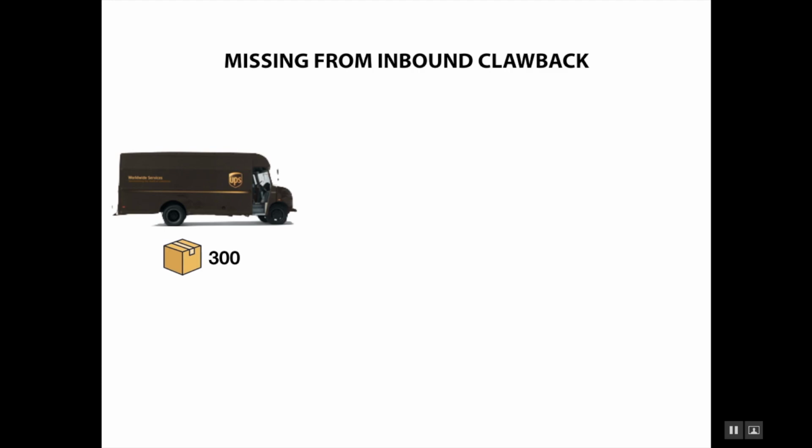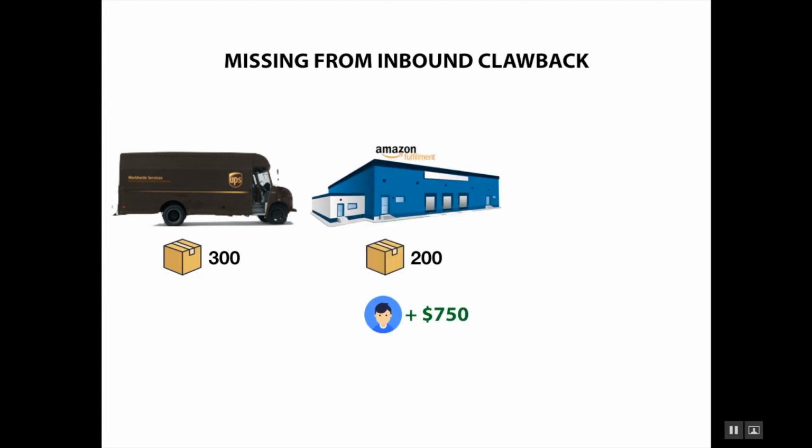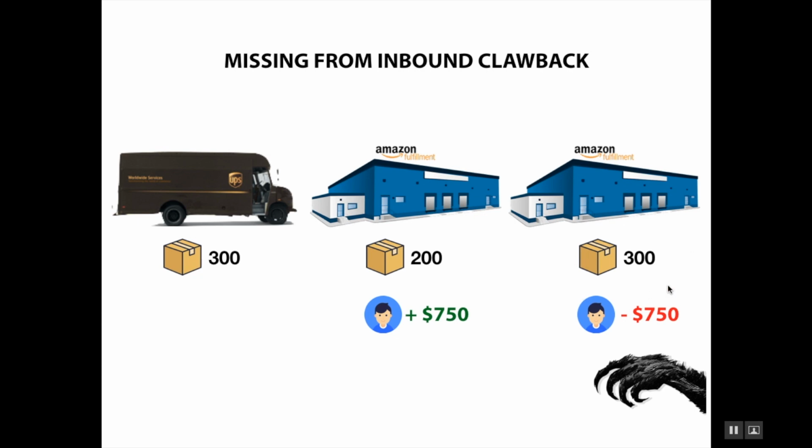Missing from inbound is a similar story. So look, the UPS driver comes and he's bringing 300 of your units to the warehouse. It came to the warehouse and it was only 200. So Amazon thinks, okay, it was UPS's fault, they lost 100. We are going to reimburse the seller $750. And later, they magically found another 100 units, and then they claw back the $750 from you. And again, the claw hurts, right? There you go, that's the clawback.